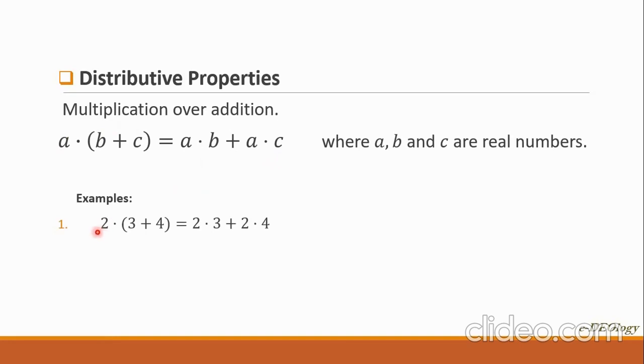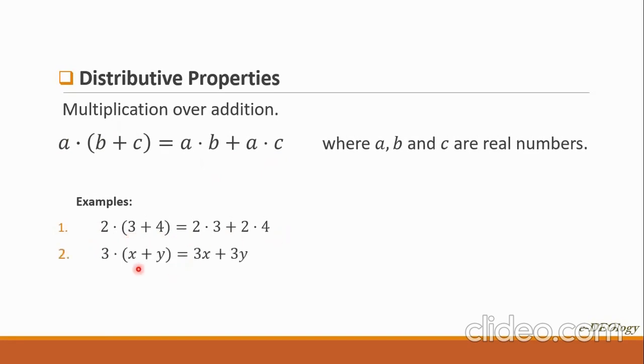As an example, the number 2 is to be multiplied to the group of 3 plus 4, and this is equal to 2 times 3 plus 2 times 4. Another example is the number 3 multiplied to x plus y, and this is equal to 3x plus 3y.